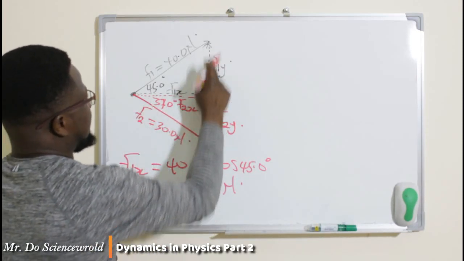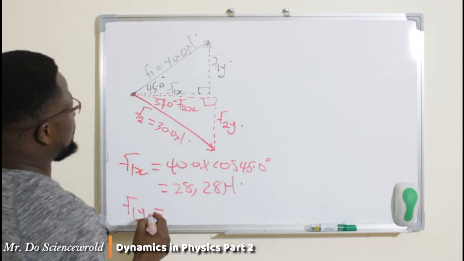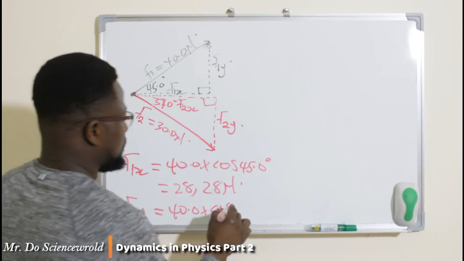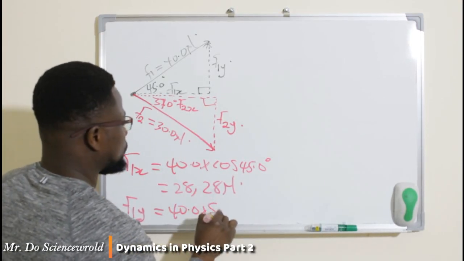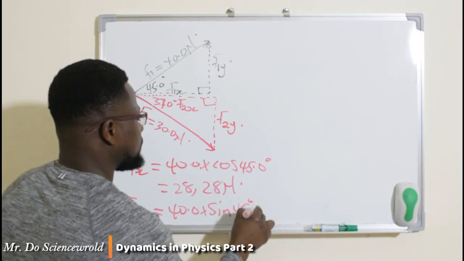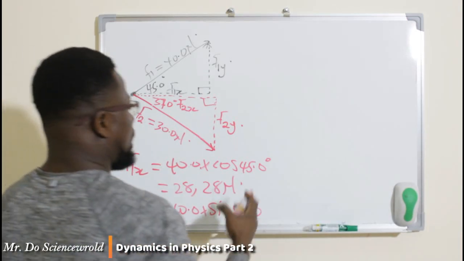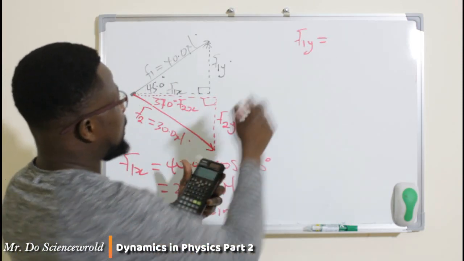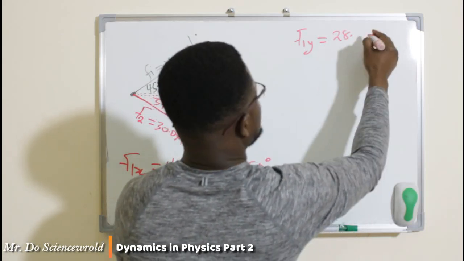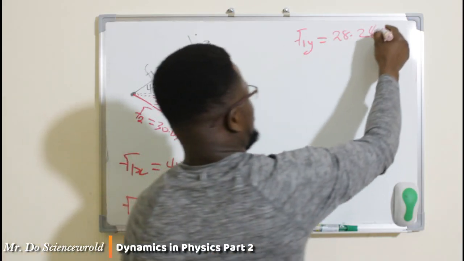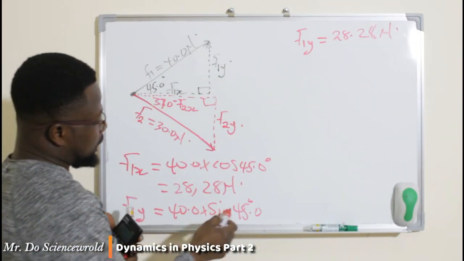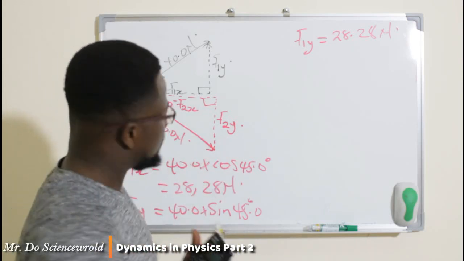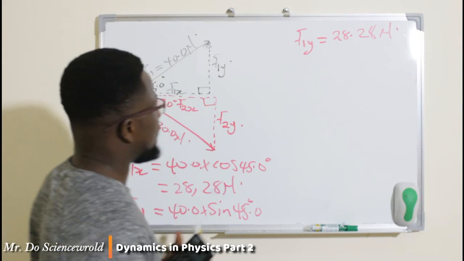And once I have gotten that, I need to find my F1y as well. F1y is this. So this is the opposite. So I'm going to have 40 multiplied by, that's going to be sine 45 degrees. And if I work that out again, I expect that my F1y should also give me 28.28 newtons. Because you can see this is 45 and this is 45, so automatically they become complementary angles. So I'm going to get the same answer.